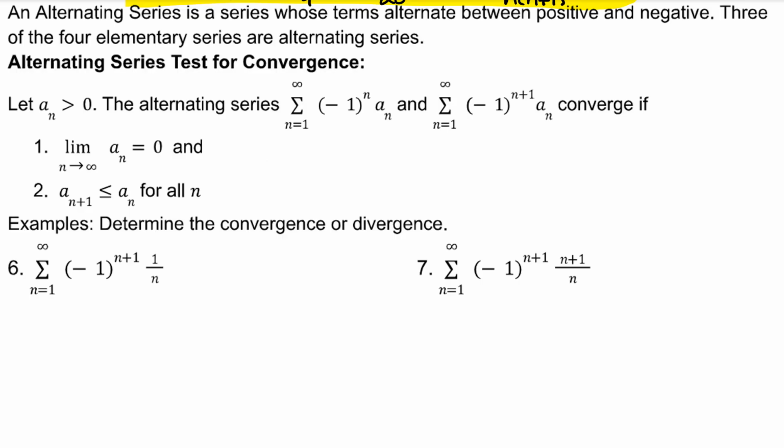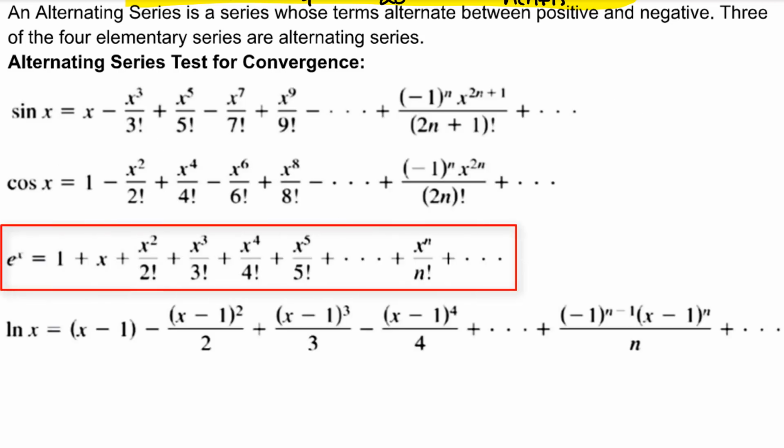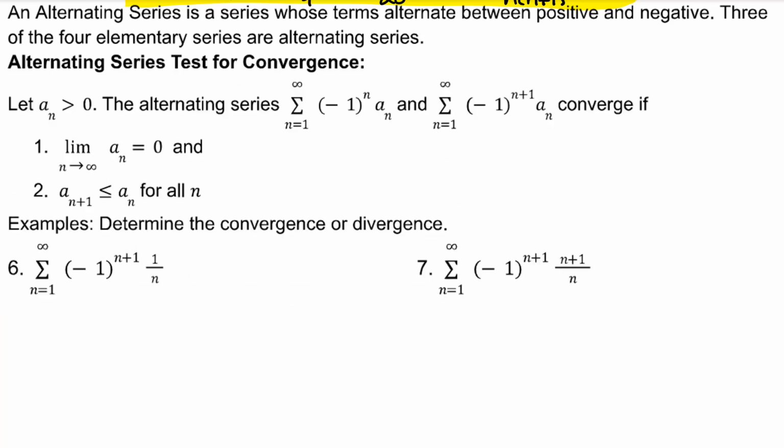An alternating series is a series whose terms alternate between positive and negative. 3 of the 4 elementary series are alternating series. Notice that e to the x is the only one of our 4 elementary series that does not alternate. So there's actually a special test to determine whether an alternating series converges.